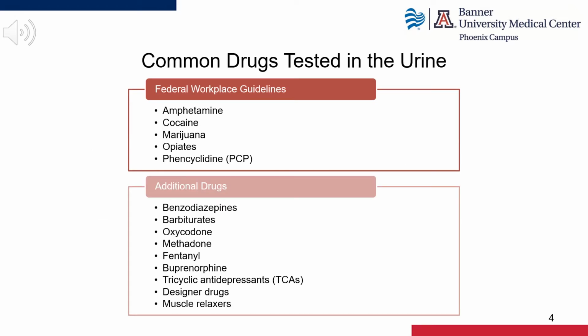This is just a list of the common drugs tested for in the urine. The typical 5-panel drug test includes amphetamine, cocaine, marijuana, opiates, and PCP.